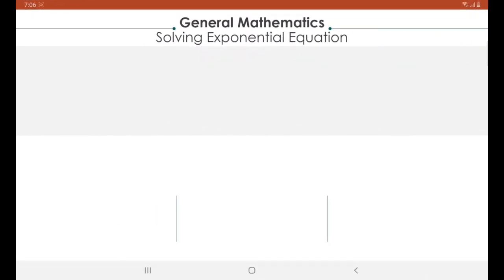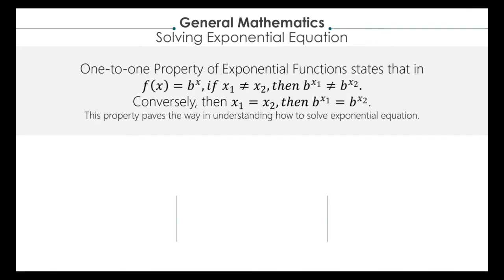Now, let us focus on solving exponential equation. But before that, let me remind you of this property. It states that f of x is equals to b raised to x. If x sub 1 is not equal to x sub 2, then b raised to x sub 1 is not equal to b raised to x sub 2. And that is one-to-one property of exponential function.